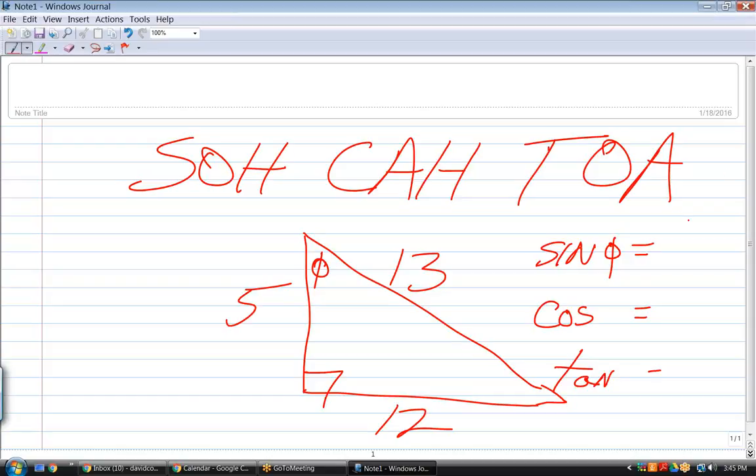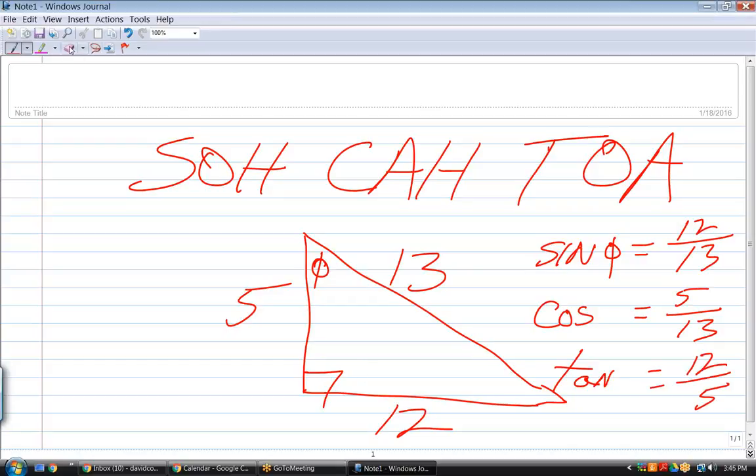Twelve over 13. Good. Cosine of delta? What does the C stand for again? Cosine. In other words, there's your sine, cosine, tangent. Correct? 5 over 13, right? And what's the tangent of delta? It would be 12 over 5. Okay?